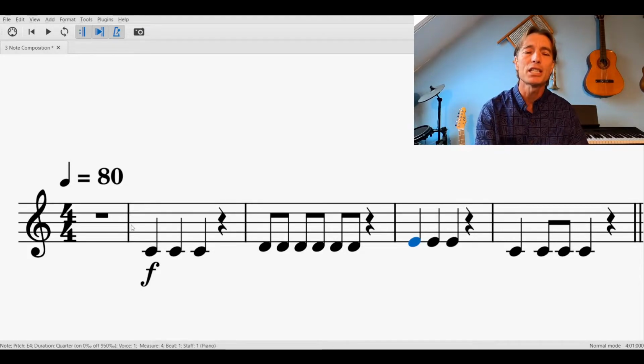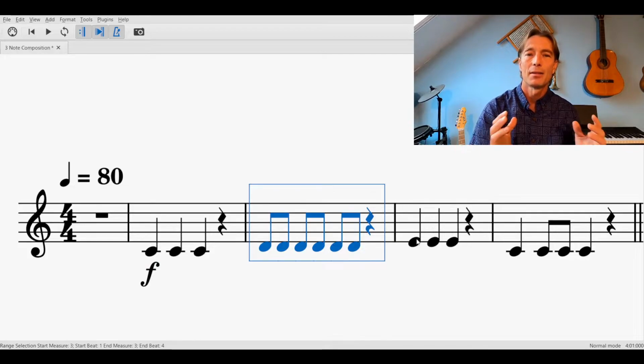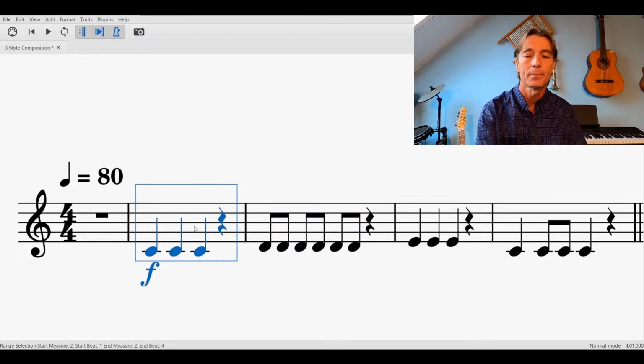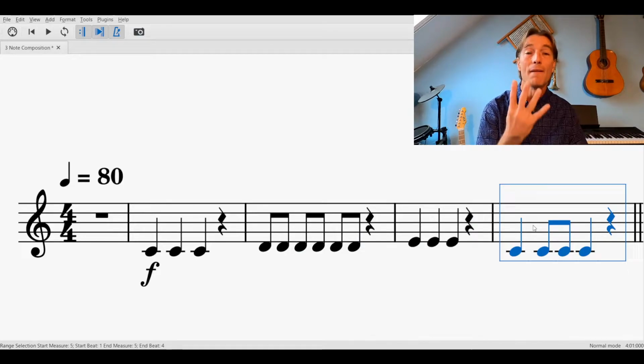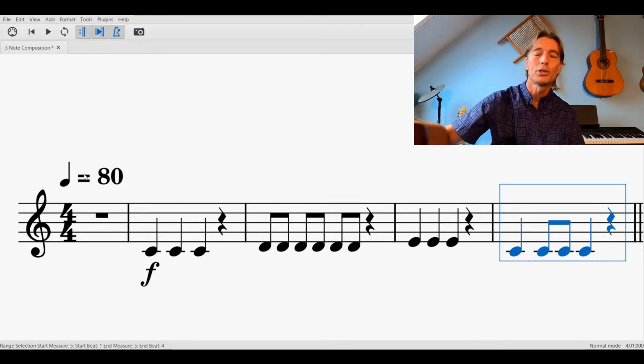And a measure is the space in between these bar lines that creates the unit of music. And we have one measure here, a second measure, a third measure, and a fourth measure. Four measures, three different kinds of rhythms, three different kinds of beats, and how fast the beat goes. I hope you enjoy the process.